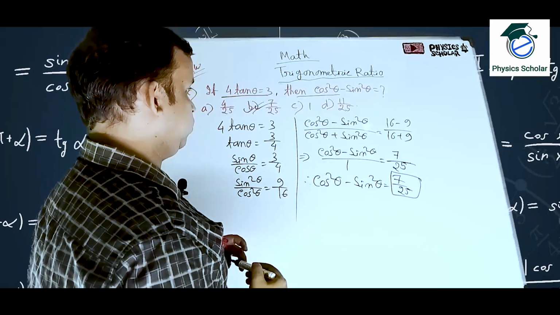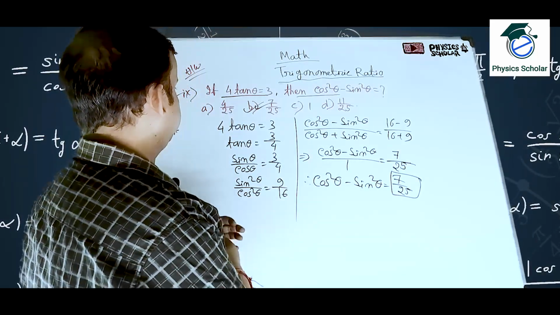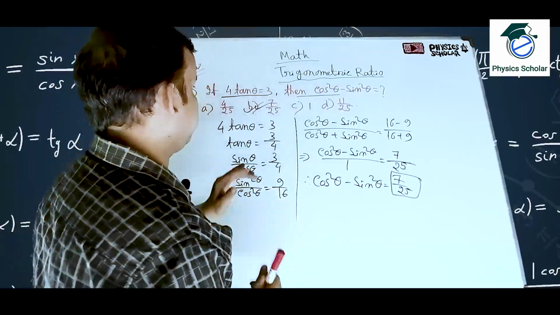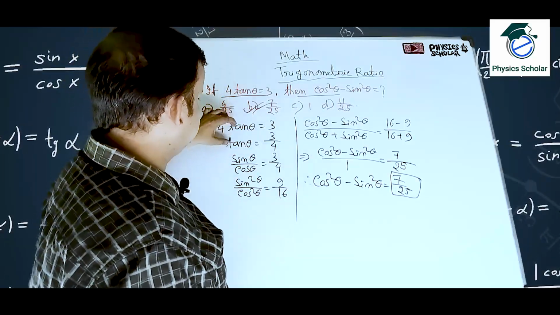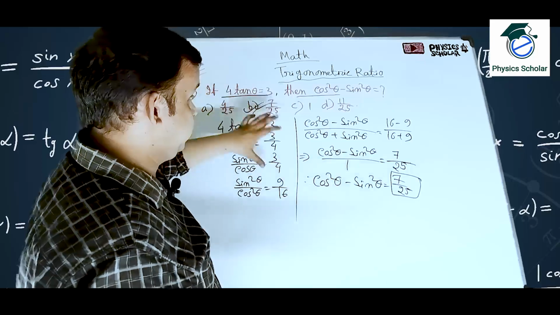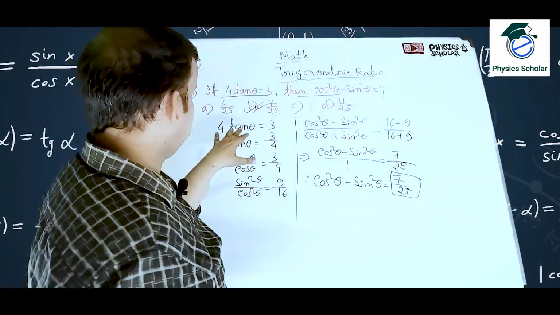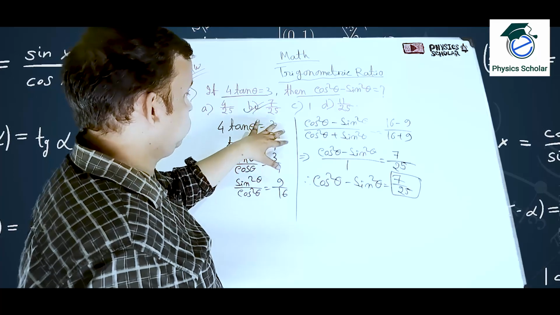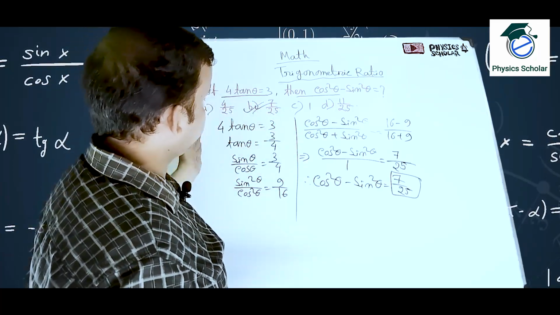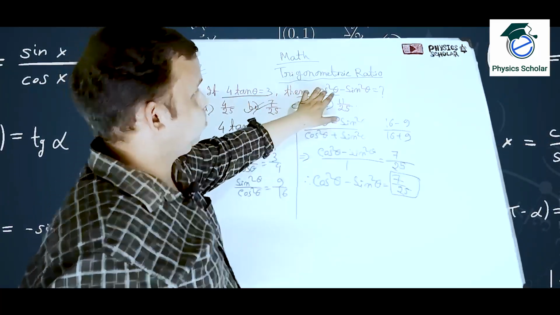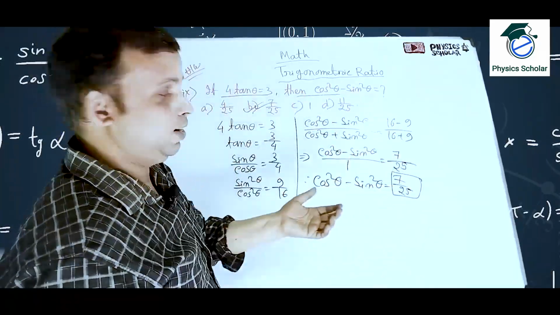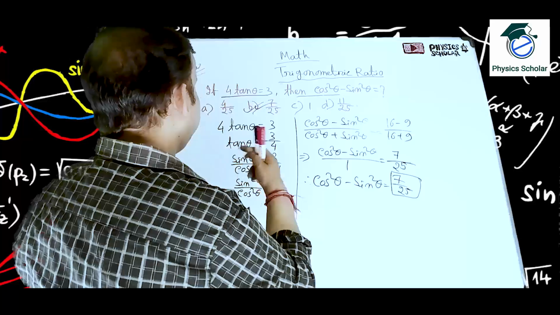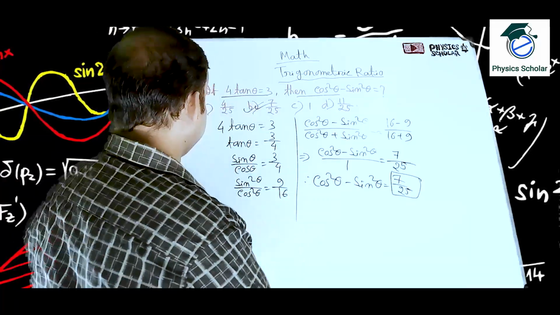Clear? So that is the thing. I am using a different method actually. You can do it like this also if you find this hard. 4 tan theta is equal to 3, so tan theta is equal to 3 by 4, which is perpendicular by base. You can find out the hypotenuse, then find the value of cos theta and sin theta, then square that, and put the values in cos square theta minus sin square theta, and this answer will come. But here I am using a little bit tricky method.